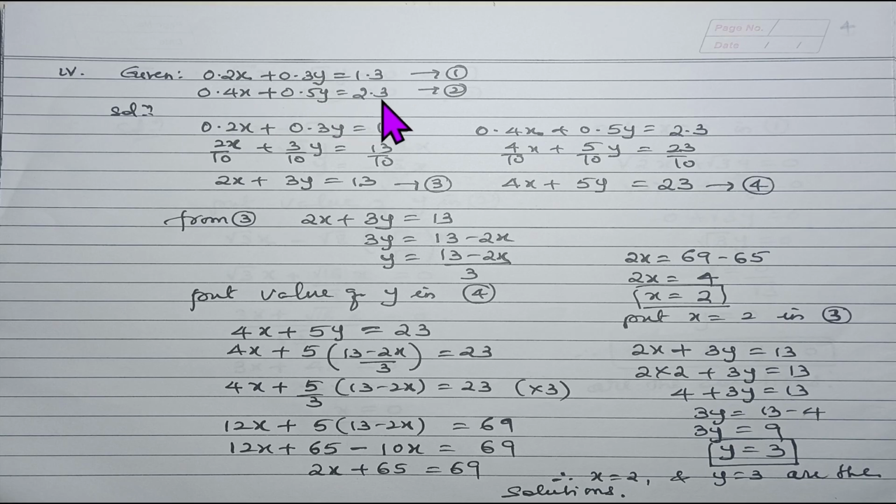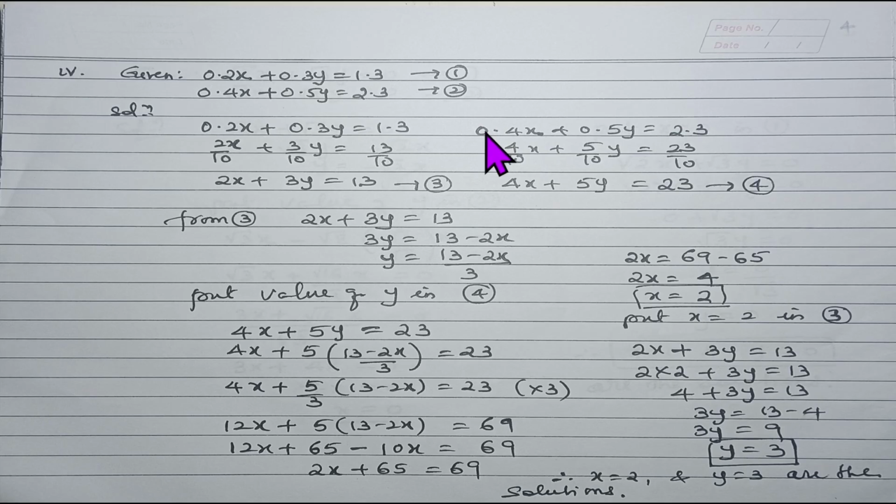Now coming to the next example, that is 0.2x plus 0.3y equal to 1.3, 0.4x plus 0.5y is equal to 2.3. Since the decimal values are there, let us try to remove the decimals. So 0.2x is 2x by 10, 0.3y is 3y by 10, and 1.3 is 13 by 10. So we have converted the decimals into fractions. Now multiply throughout by 10, so 10 will get cancelled. So 2x plus 3y equal to 13 is one equation. So I have converted the equation into equation 3.